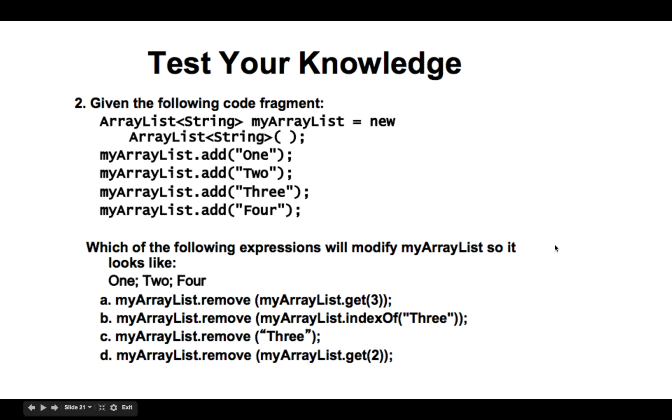C is directly removing the string by saying myArrayList.remove("3"). So that works as well. And then D is doing myArrayList.remove(myArrayList.get(2)). What it's going to do is get what is in the array list at index 2, which is the string 3, and then remove it. So B, C, and D all work. A is the only one that does not.